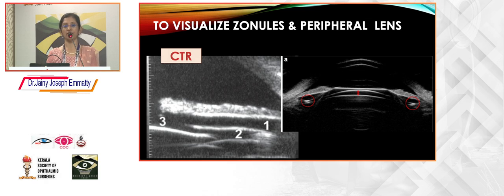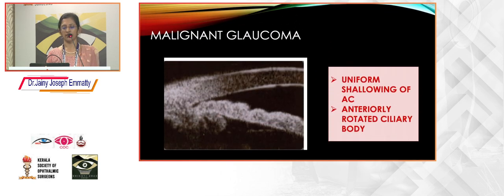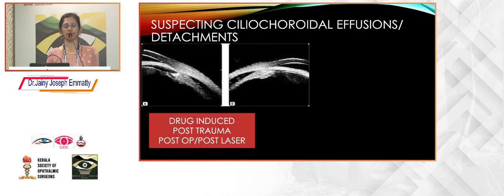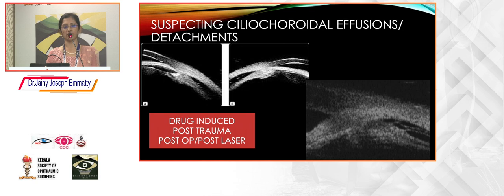Also in evaluation of phakic IOL patients, UBM plays an important role. In case of malignant glaucoma, the anteriorly rotated ciliary body can be well visualized with the UBM. A young patient can present with acute onset transient myopia with bilateral angle closure, which can be drug-induced, and the supraciliary effusion can be well visualized with the UBM. Also in post-traumatic cases, post-trabeculectomy ciliochoroidal detachments and post-laser, all are better visualized with the UBM.